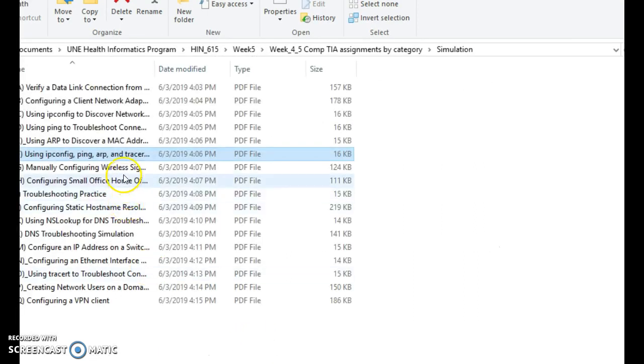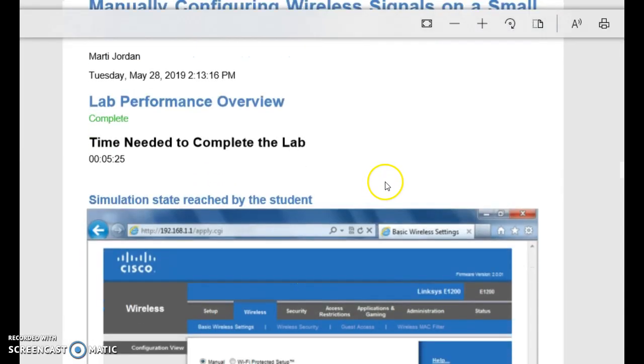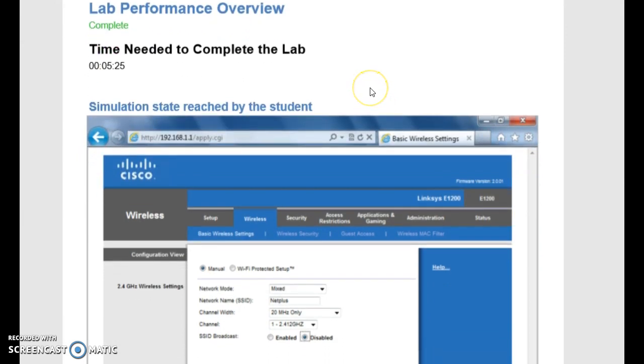The next one I did was manually configuring a wireless network. I actually have done something like this before at home because I don't have Comcast. I usually have a router and a modem and all that. So I actually have done this before with help, but I've done it. So I completed this lab and I passed it.